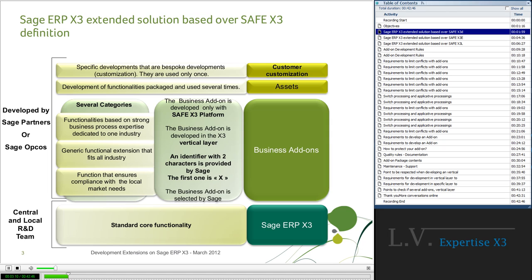Their definitions are: all extensions are developed on the Sage X3 platform. But a business add-on is developed only in the X3 vertical layer. A business add-on has an identifier with two characters provided by Sage. The first one is X. A business add-on is selected by Sage.